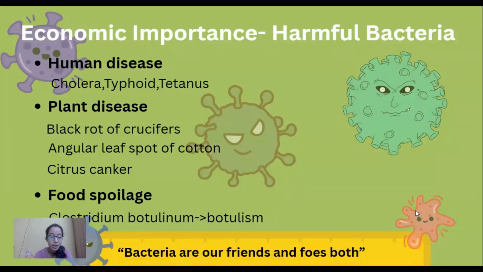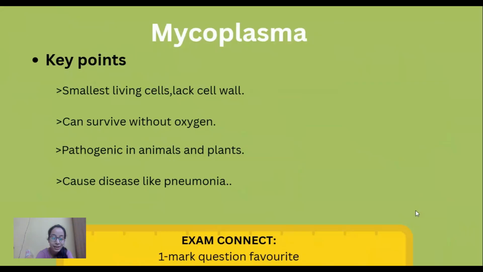Bacteria also spoil the food. Clostridium botulinum causes botulism in canned food, which can be fatal. Always check the expiry dates. Next, we move on to the mycoplasma. This is a direct NCERT box and a one mark favorite.